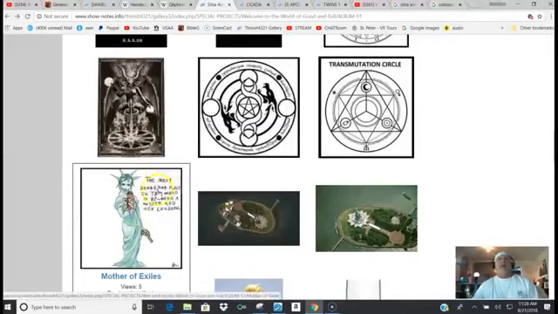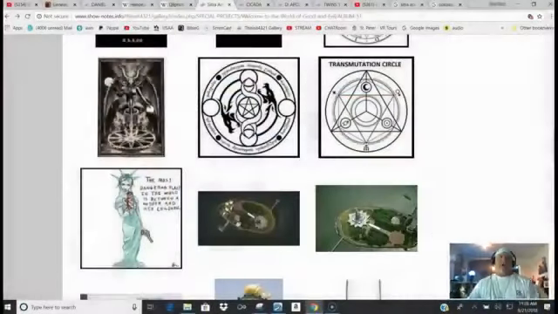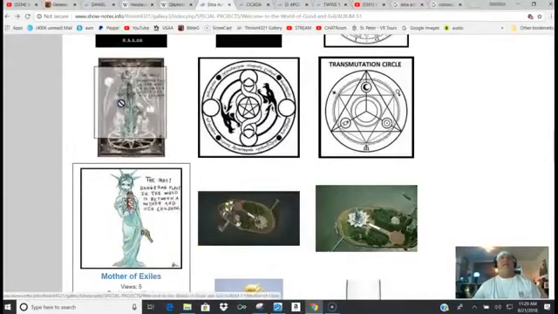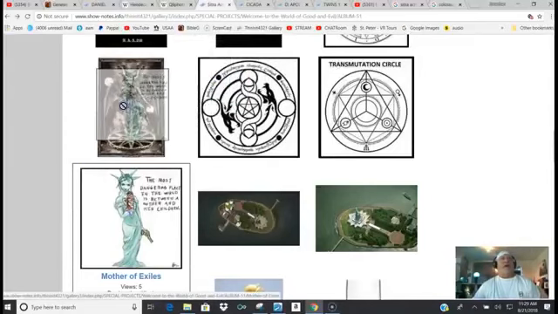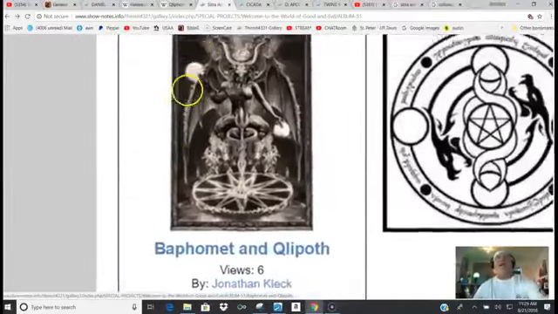So the most dangerous place in the world is between a mother and her children. Okay, what's the Statue of Liberty standing on? A kelopot, an 11-pointed star. Wow, let me show you this book of Baphomet and Sitra Achra. Let's just take the Statue of Liberty and put her right on top of the 11-pointed star. There is no difference. See, look, right here.